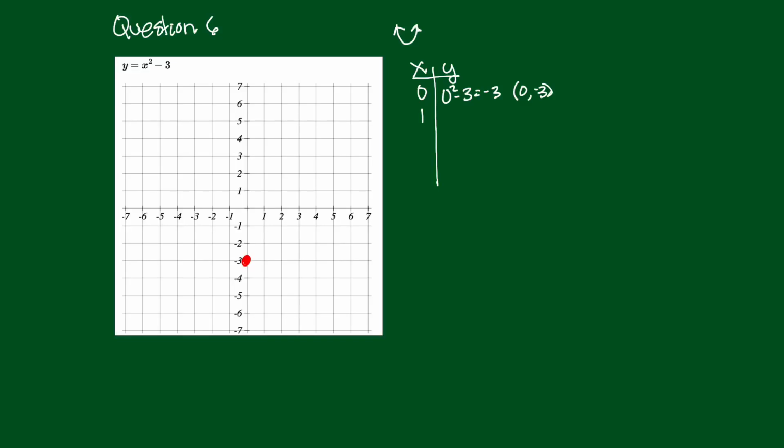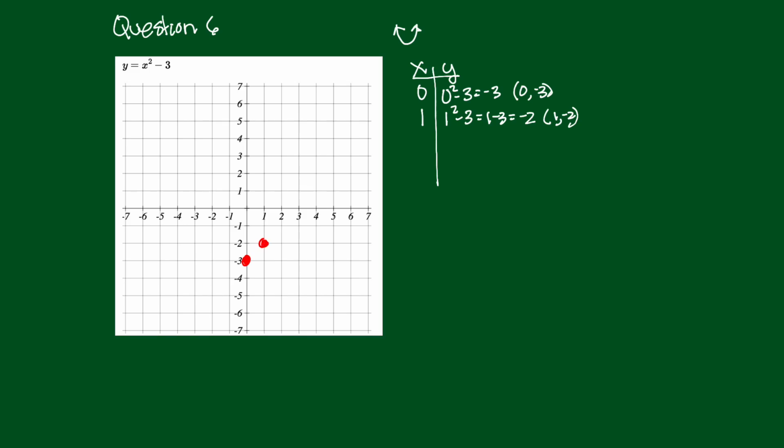Now let x equal 1. If I let x equal 1, I'll get 1 squared minus 3. That is 1 minus 3, negative 2. So I get this ordered pair, 1 and negative 2. So what I'm going to do is start at my origin. I'm going to go to the right 1, down 2. All right, right 1, down 2.